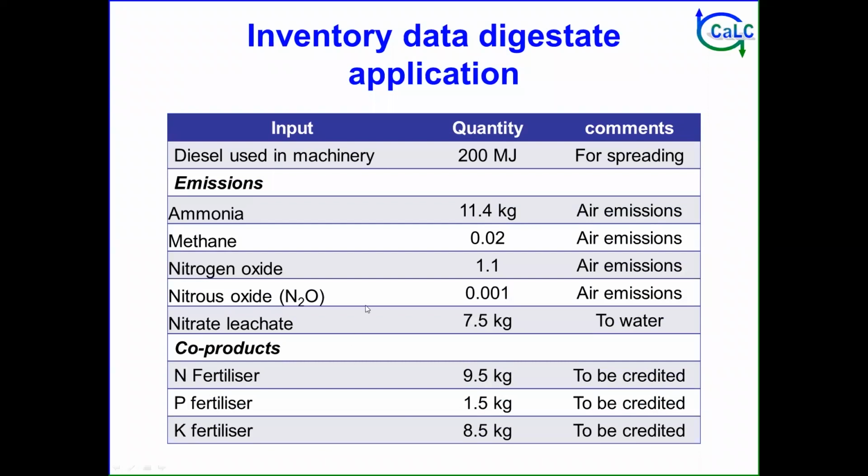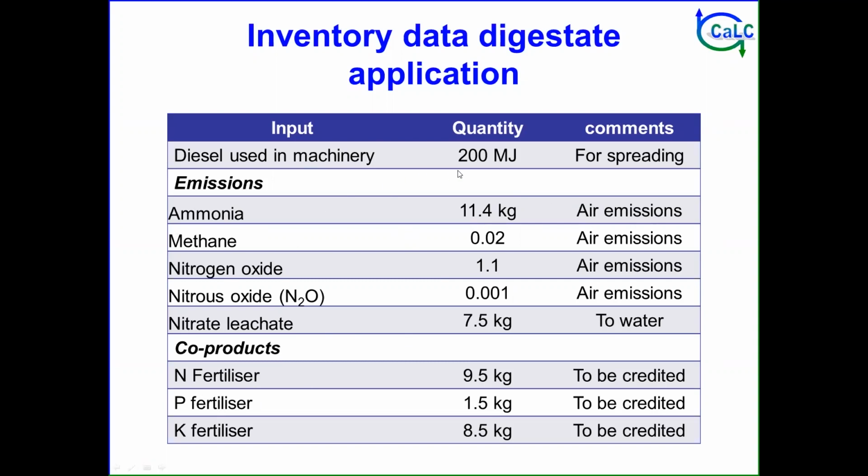In terms of the digestate, we are also including that the digestate will be dried and applied in a field. For application, it will require, say, diesel, which we are assuming is used in a machine or a spreader. During application, it will also release some emissions like ammonia, methane, etc., and leach to water.